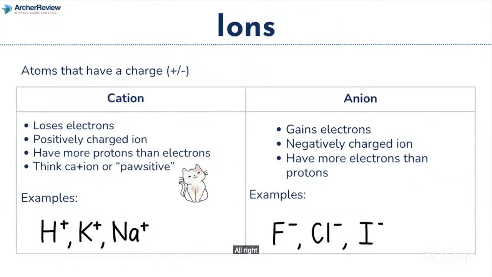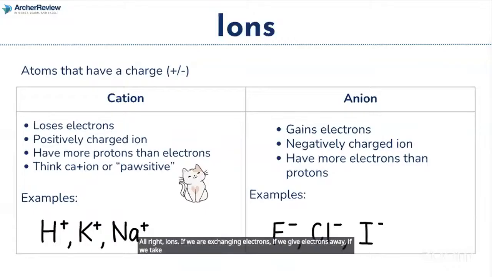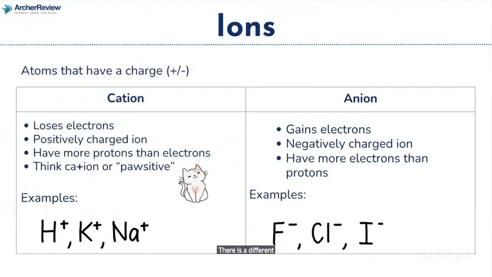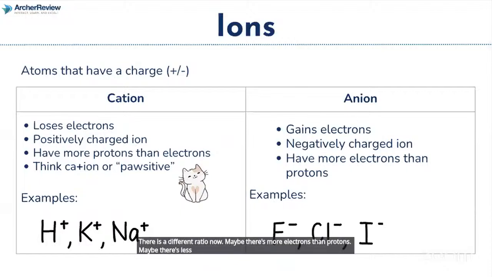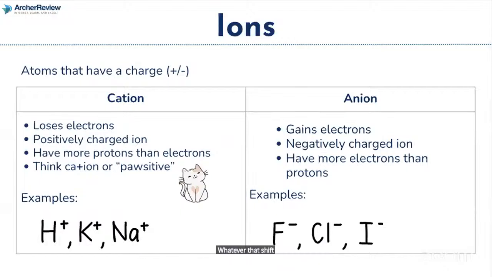All right, ions. If we are exchanging electrons, if we give electrons away, if we take electrons on, these atoms now become what are called ions. And ion just means that this atom is no longer neutral or stable. It no longer has an equal amount of protons and electrons. There is a different ratio now. Maybe there's more electrons than protons. Maybe there's fewer electrons than protons. Whatever that shift is, it gives that atom an overall charge. That's what an ion is.